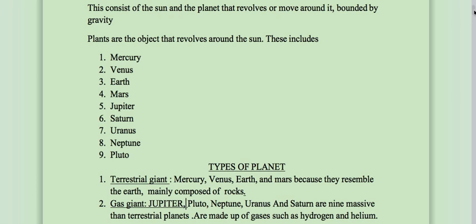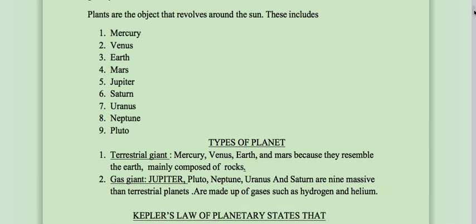The second one is gas giants. Why do we call them gas giants? Because they are massive and are made up of gases such as hydrogen and helium. Examples: Pluto, Neptune, Uranus, and Saturn.